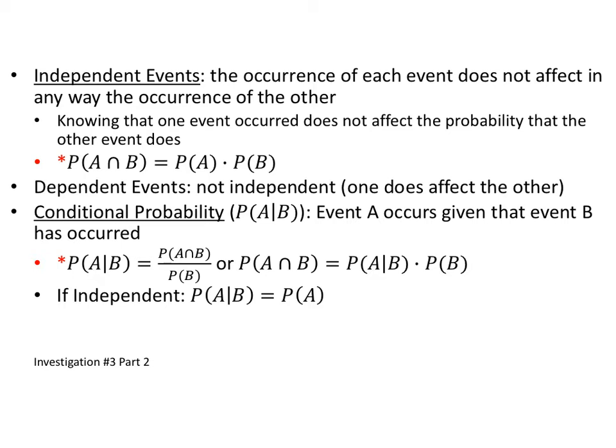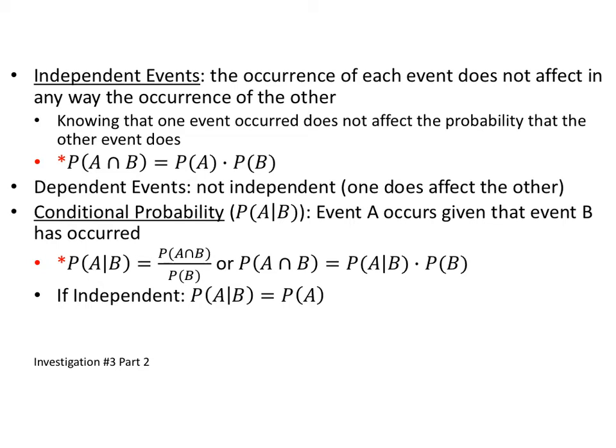The first one is independent events, so events that occur that do not affect each other, and knowing that one event occurs does not affect the probability of another event. So if you know that you have independent events, then the probability of the intersection is the probability that event A happens times the probability that event B happens. So this would be like if you're flipping a coin and rolling a die. They're independent of each other.